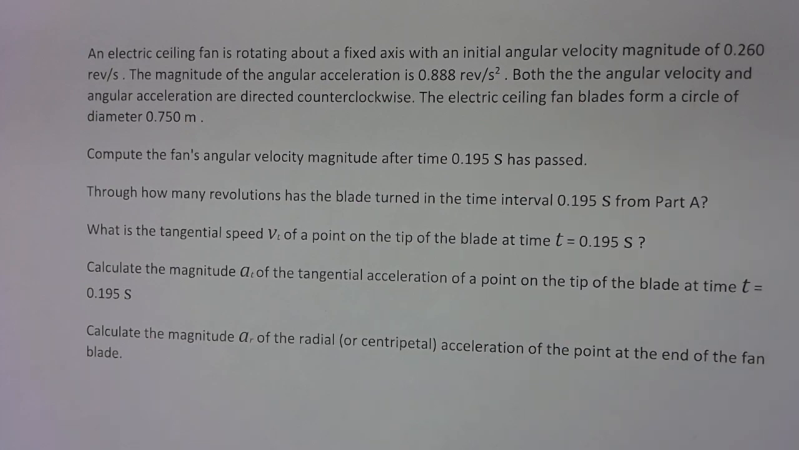We've got a ceiling fan rotating about a fixed axis with an initial angular velocity of magnitude 0.26 revolutions per second. It has an angular acceleration of 0.88 revolutions per second squared. Both the angular velocity and the angular acceleration are directed counterclockwise. The electric ceiling fan blades form a circle of diameter 0.275 meters. Compute the fan's angular velocity magnitude after 1.95 seconds has passed.